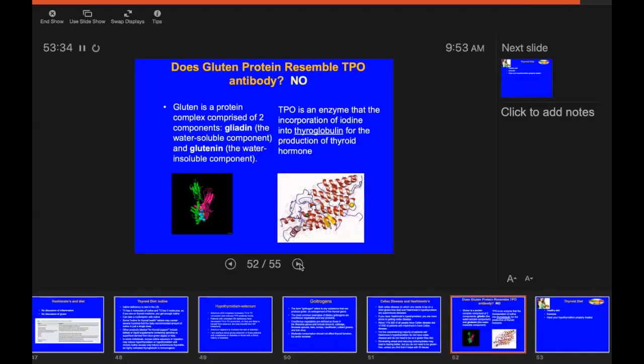TPO is an enzyme, so it looks quite different. It has a binding site pocket in it, and it's involved in the incorporation of iodine into thyroglobulin for the production of thyroid hormone. So this idea that you don't want to take gluten because it makes your Hashimoto's worse, I think it's not correct.